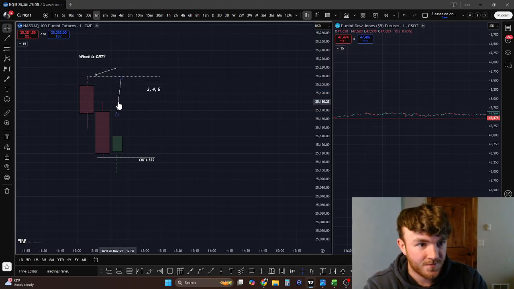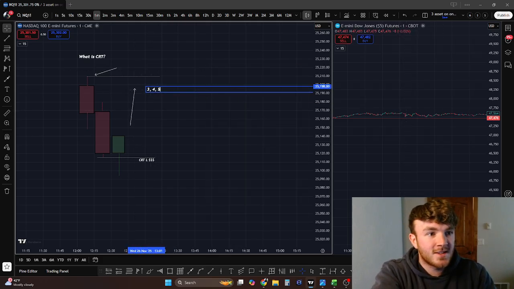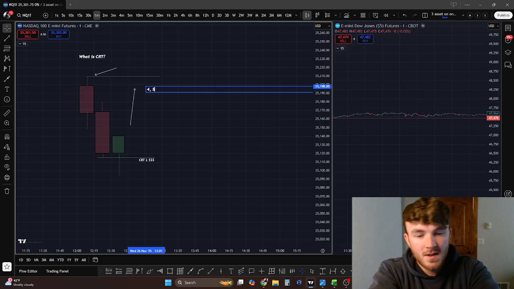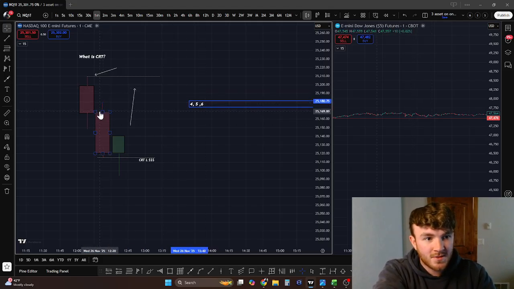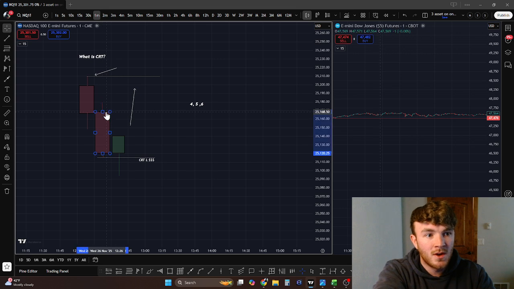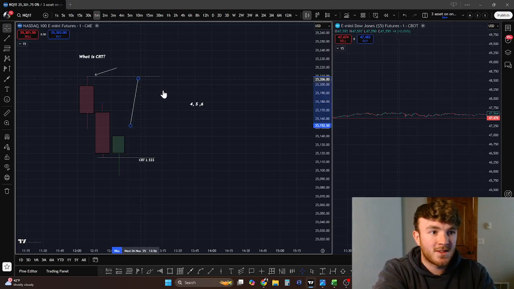Right? So now we can expect candles, so this was candle 1, candle 2, candle 3. Now we can expect candles 4, 5, and 6 to deliver to the opposing end of the series of candles, right? So it could be a single candle or it can be a series. So here's the CRT low. It gets swept. Now we drop to the CRT high.